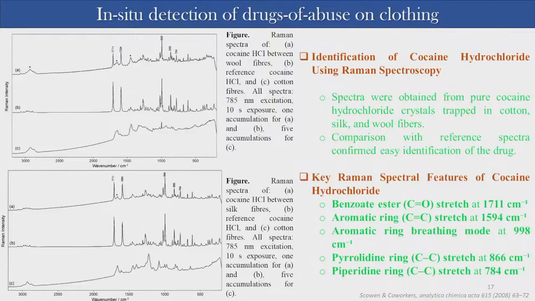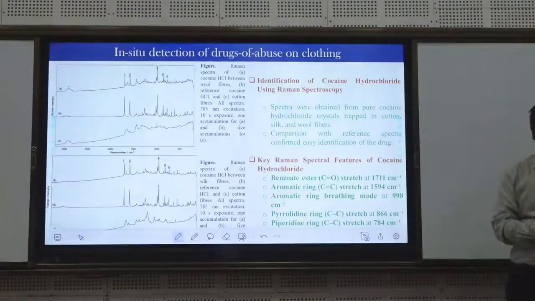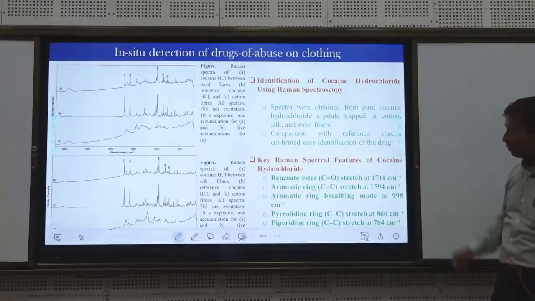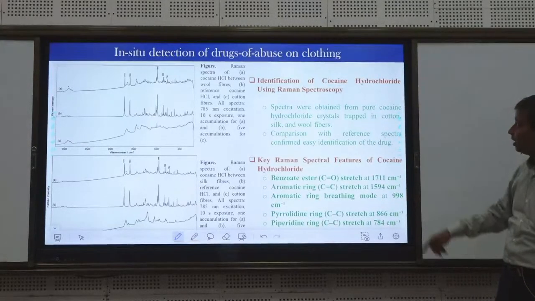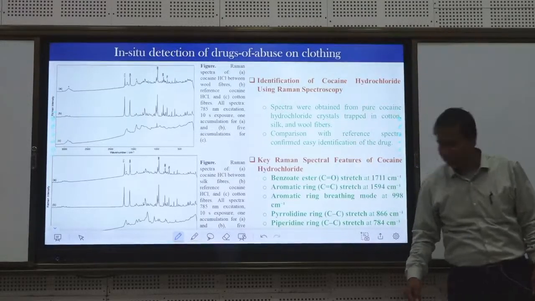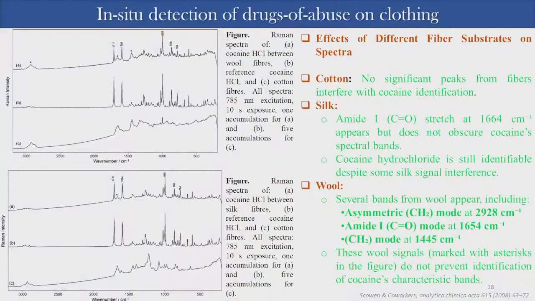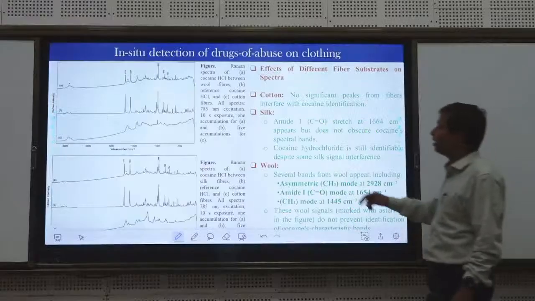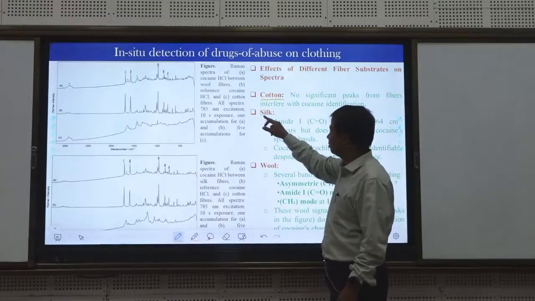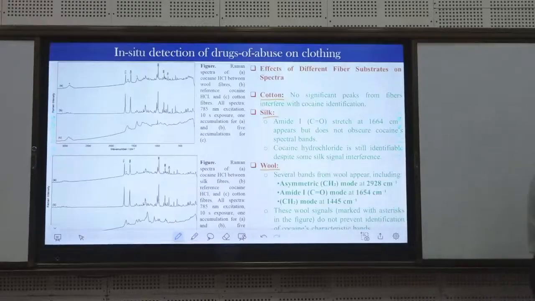Now if the drug is there on the cloth, that also can be found. There are reports on that. Through clothing also, they could find out the signature of the drug molecule. And this is again from the drug molecule. They can detect even if it is sprayed on cotton, silk, wool. All this they have studied independently.